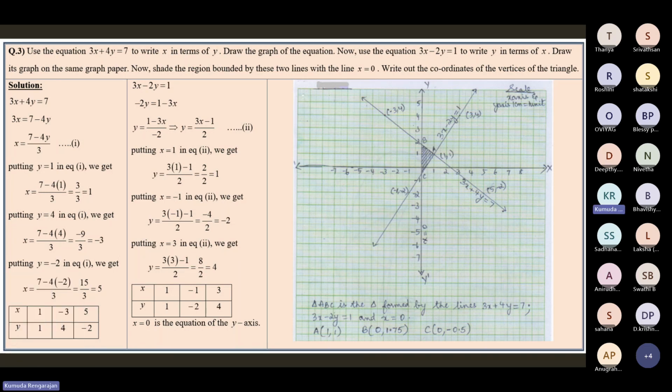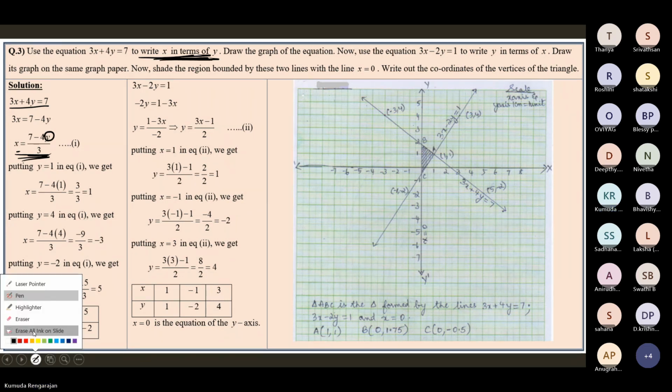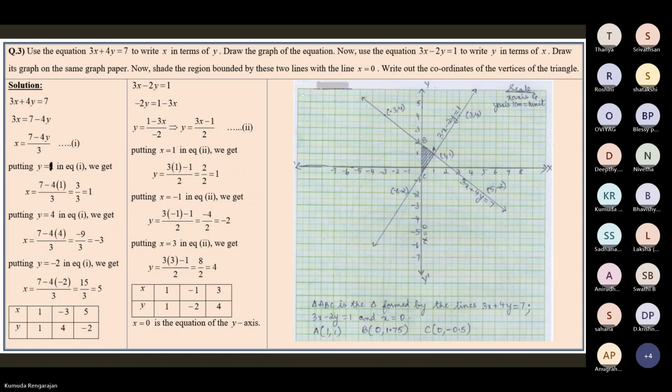So children, this is the first equation, 3x plus 4y is equal to 7. I have written x in terms of y, and it's also mentioned here in the question to write x in terms of y. I've given different values for y and found the convenient values for x. Here, when y is 1, then 1 plus 3, 4, 1 minus 3, -2. So for these values of y, find the corresponding values of x. Make the table, plot the points, and get the straight line.